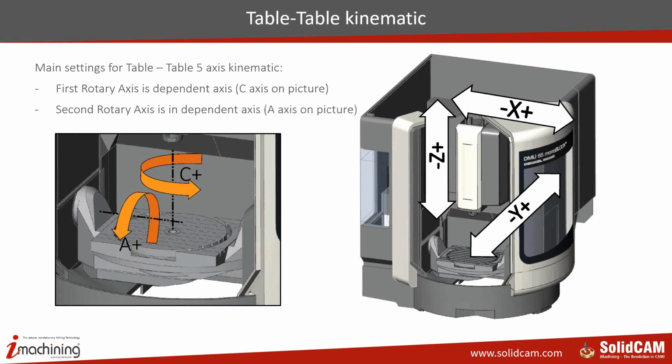The first rotary axis is always the dependent axis, and the second rotary axis is always the independent axis. Because if we rotate the A axis here, the C axis will follow. The axis vector will always change its position.